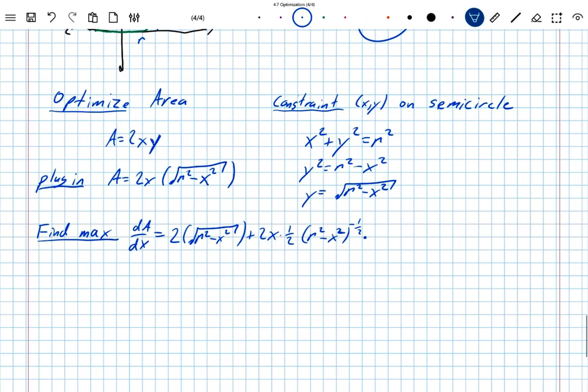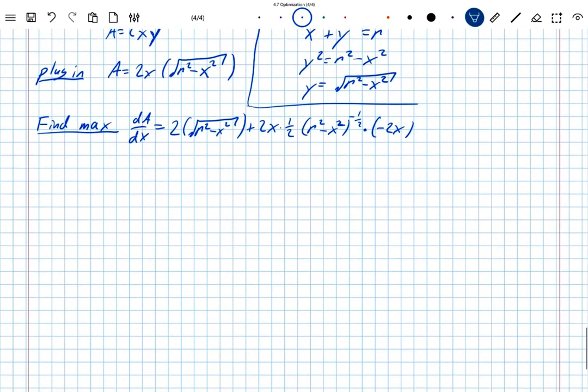And then we've got to do a little chain rule action here too. Careful, r squared is constant, so my chain rule just says that this is times negative 2x. Okay, put a line here to differentiate this. Whew, a little long, but not bad. I'm going to clean that up, and I'm going to set it equal to 0.